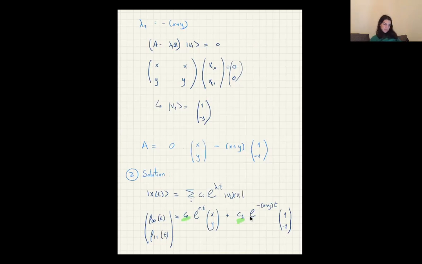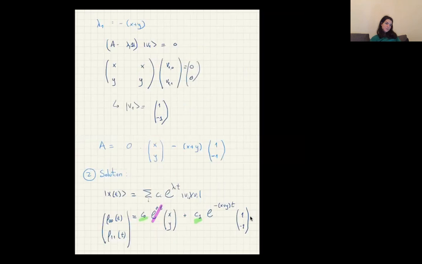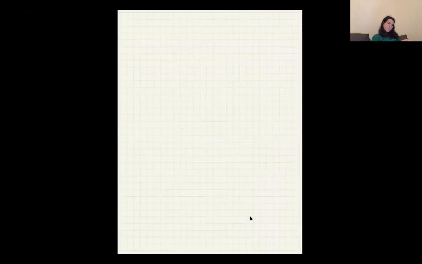This here is nothing. So let me just write what the full density matrix looks like at this point. Okay, so we have that rho at a time t, which is this: rho 0,0 at time t, rho 0,1 at time t, rho 1,0 at time t, rho 1,1 at time t.